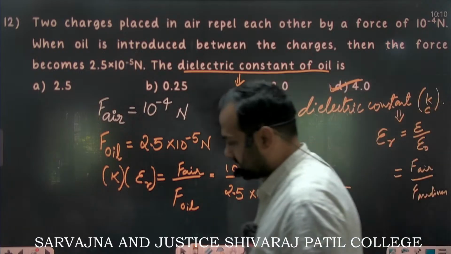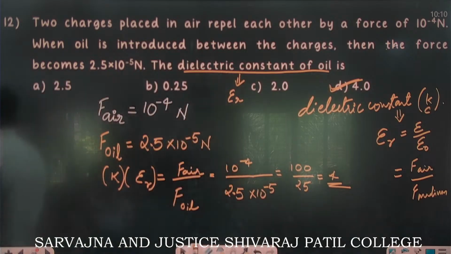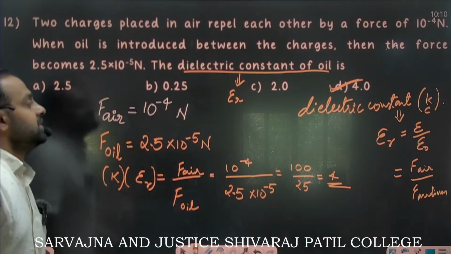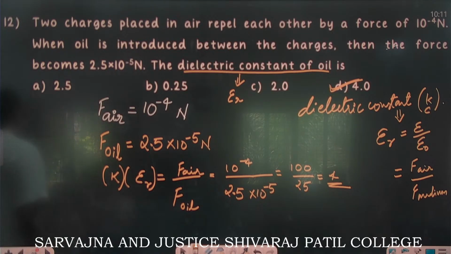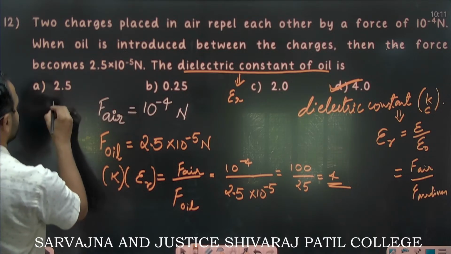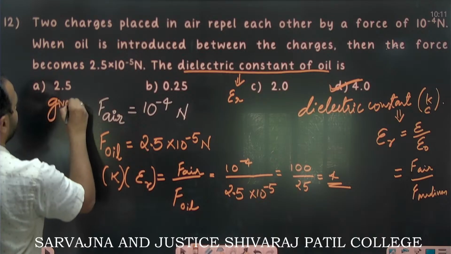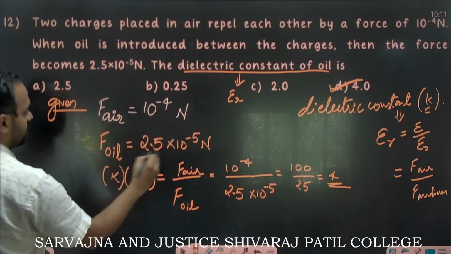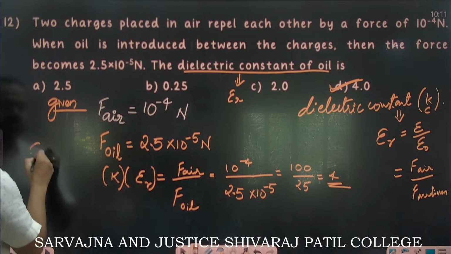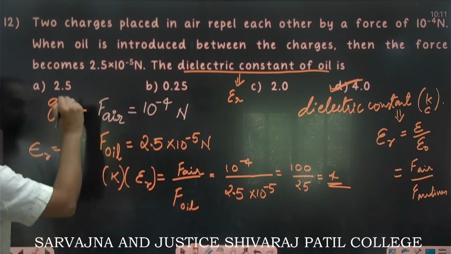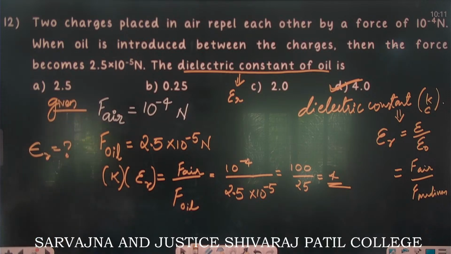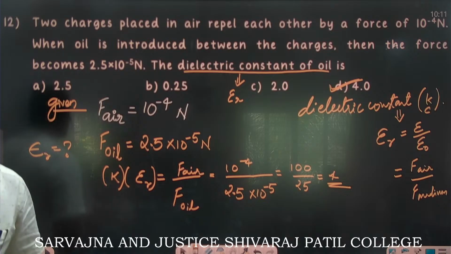Let's quickly write this down and move on. Now, very shortly, how do you write this? Simply write what is given: force in air, force in oil. What did they ask? They've asked epsilon r is equal to how much? The question can be shortened like this as well. Yes or no?